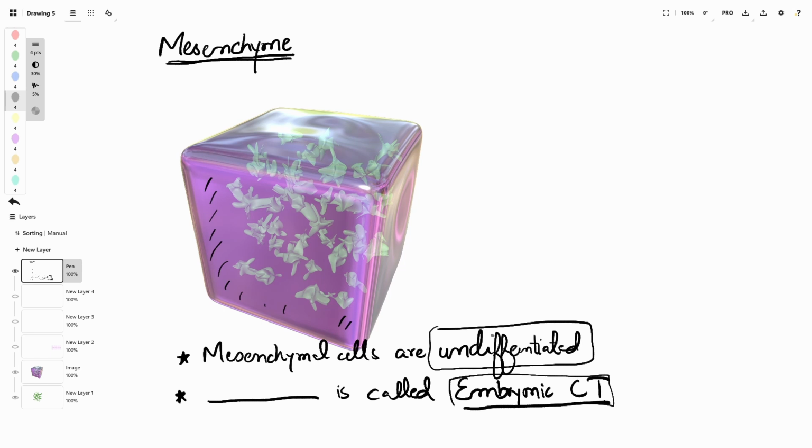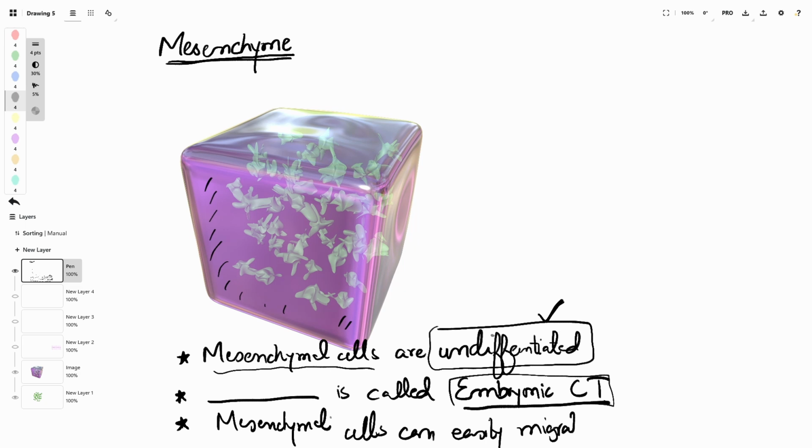But in this embryonic connective tissue called mesenchyme, it is rich in undifferentiated mesenchymal stem cells. And the third property is that they are irregularly shaped and loosely arranged, and because they are loosely arranged, they can easily move. So mesenchymal cells can easily migrate. They have excellent migration potential. Wherever migratory cells are required in the embryo, these cells come to the help, right? So mesenchymal cells can easily migrate.